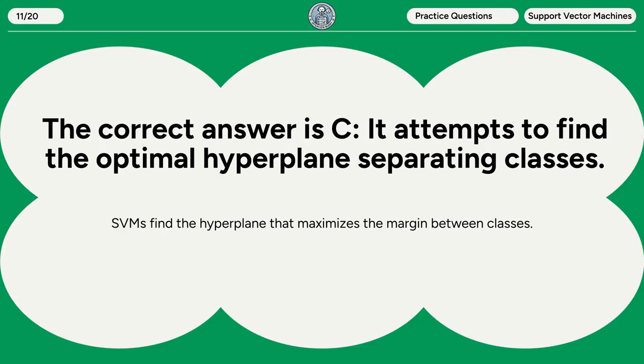The correct answer is C. It attempts to find the optimal hyperplane separating classes. SVMs find a hyperplane that maximizes the margin between classes.